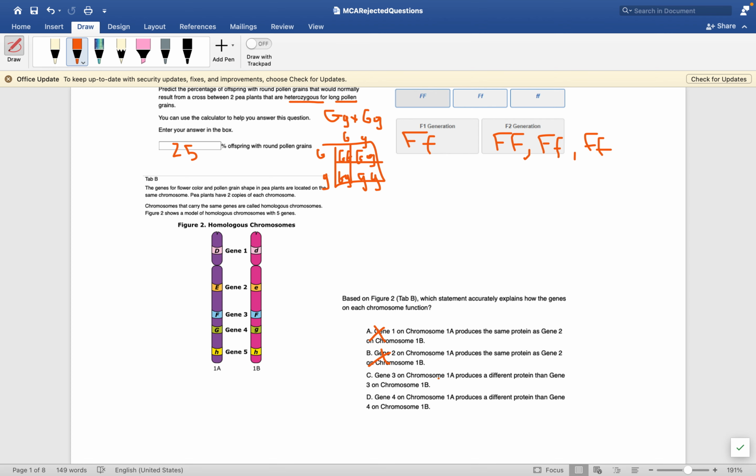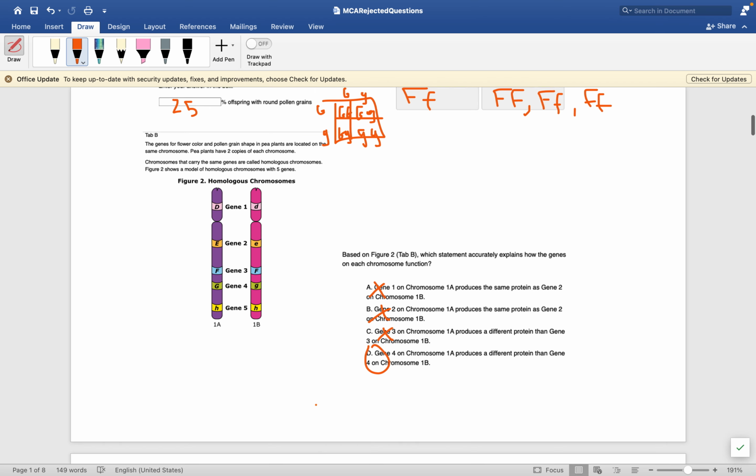Gene 3 on chromosome 1A produces a different protein than gene 3 on chromosome 1B. Well, I can see here they are both big F, so that is false, incorrect. Just make sure this last statement is right. Gene 4 on 1A produces a different protein than gene 4 on chromosome 1B. So that is true. So I'm going to circle that.